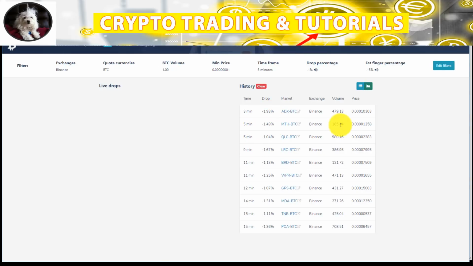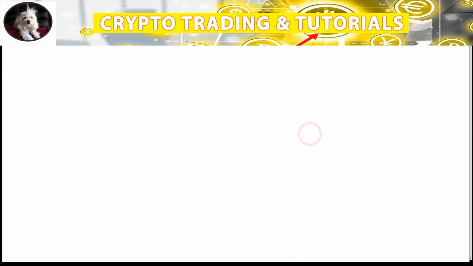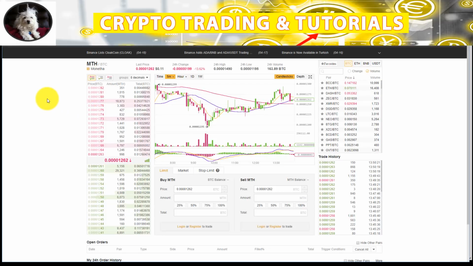ADX, MTH. So let's look at MTH. ADX is good too because see that downtrend? It's 1.93. MTH, that actually looks okay. So once again, I'm looking at the velocity of capital. I'm looking at the order book, the trade history. I'm looking at the volume. I'm looking at the price action, right? Then I do glance at the two guys fighting, right?